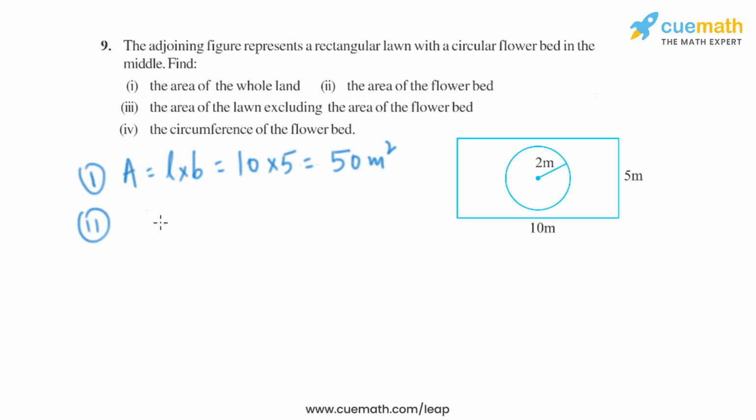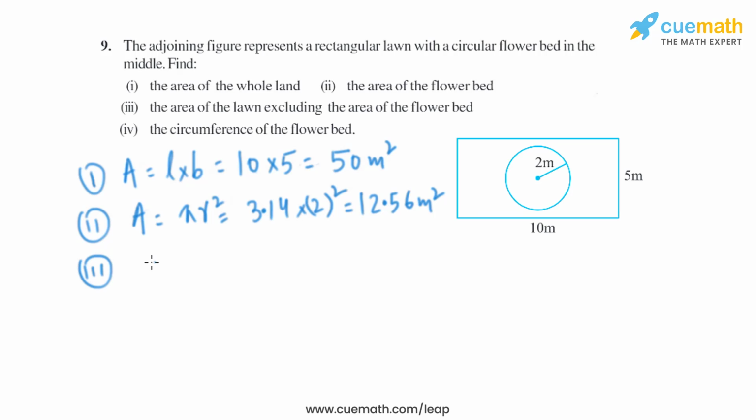In the second part we have to find the area of flower bed. So as we can see that the flower bed is in circular shape. So it will be pi r square, or we can say 3.14 into 2 square, and on solving this we will get 12.56 square meter. So that will be the area of the flower bed. Now let's move on to the third part.